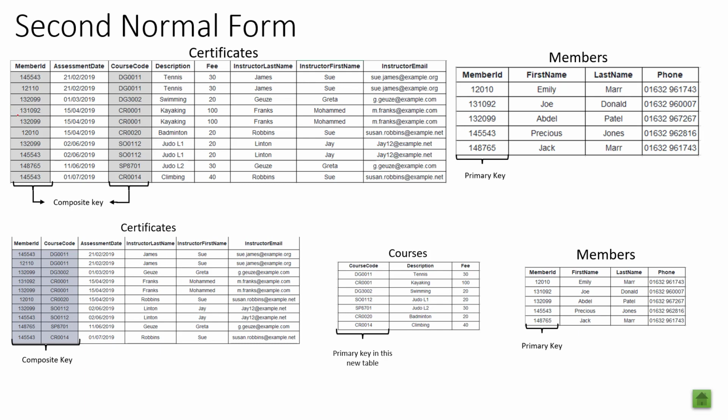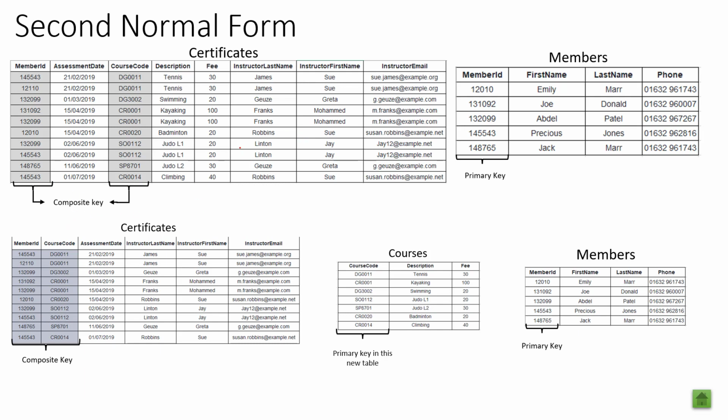So for example, 131092 is Joe Donald from our members table, and they were assessed on the 15th of April 2019, and they were doing the CR001 course, which was kayaking. They paid £100 and they were assessed by Mohammed Franks, and there's Mohammed Franks' email. So for now, the instructor needs to stay where they are because they're dependent on the whole primary key, which is the member ID and the course code. And when I say the whole primary key, I mean the composite key. That makes up a unique identifier, which becomes the primary key.